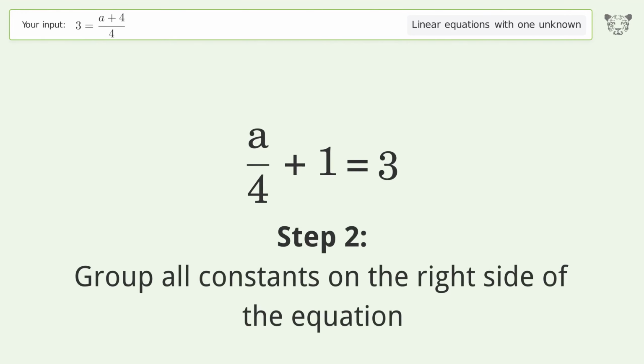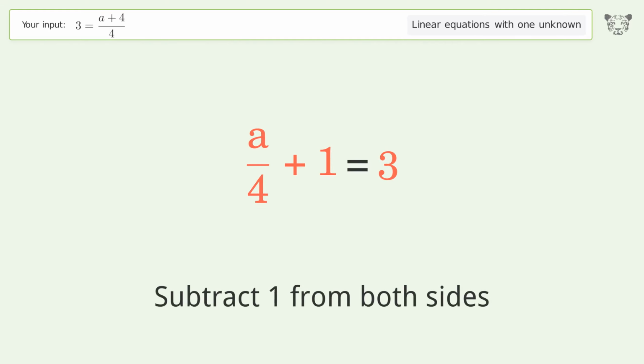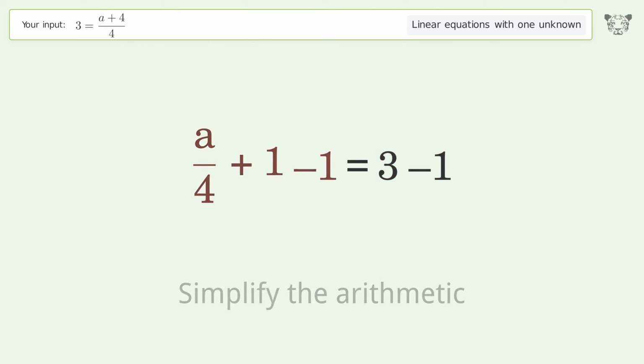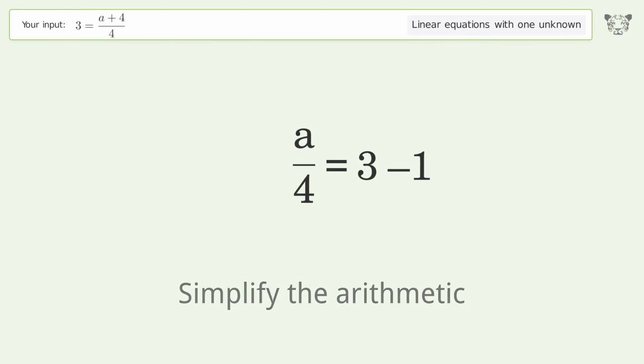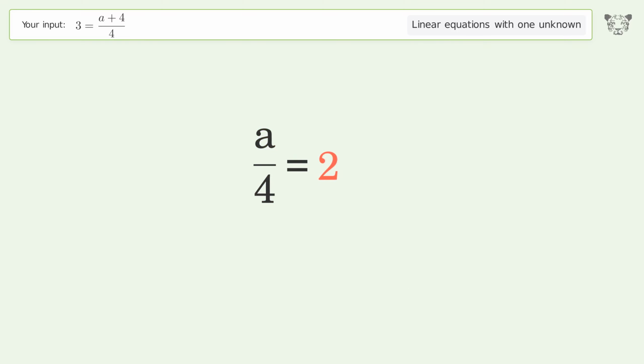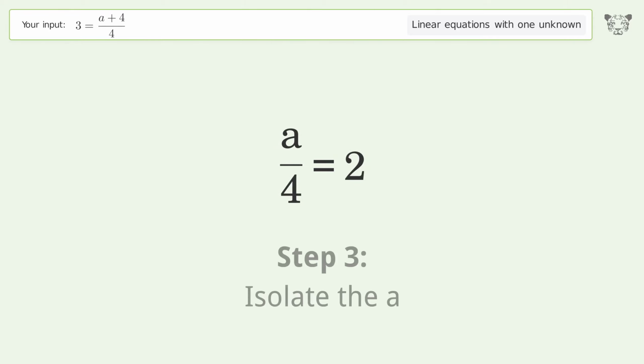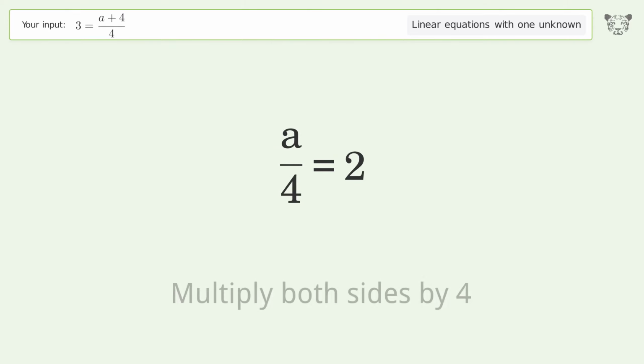Group all constants on the right side of the equation. Subtract 1 from both sides. Simplify the arithmetic. Isolate the a. Multiply both sides by 4.